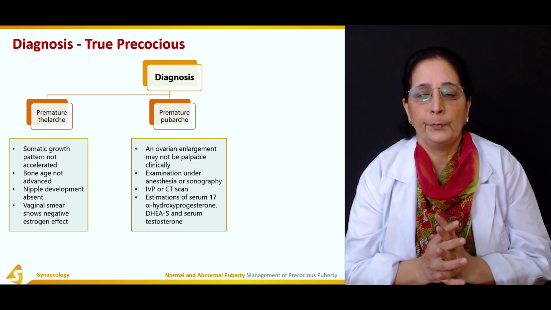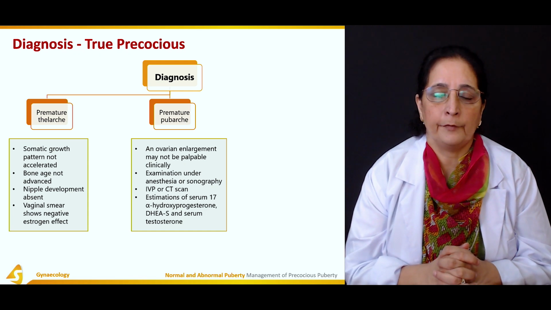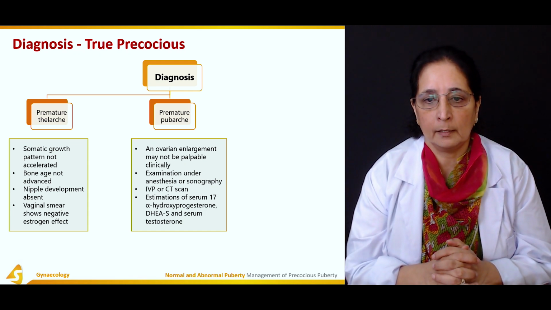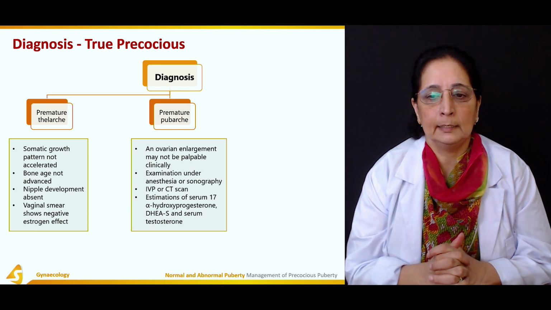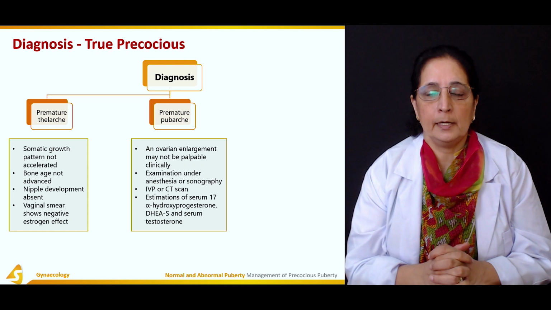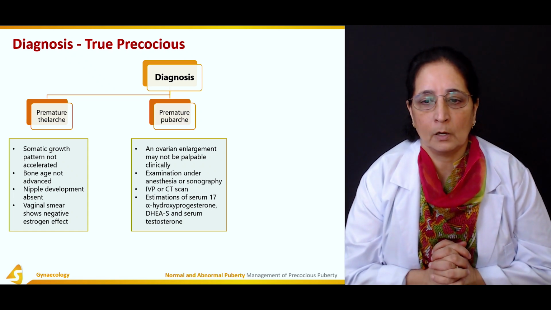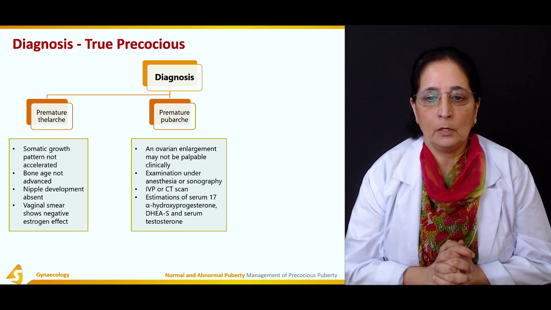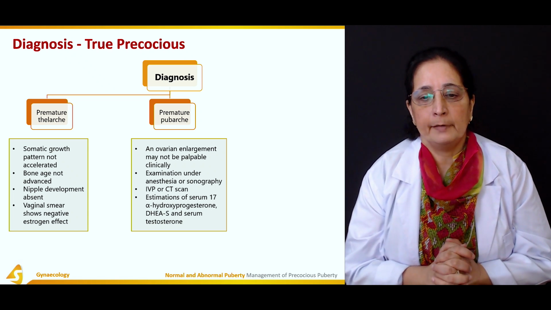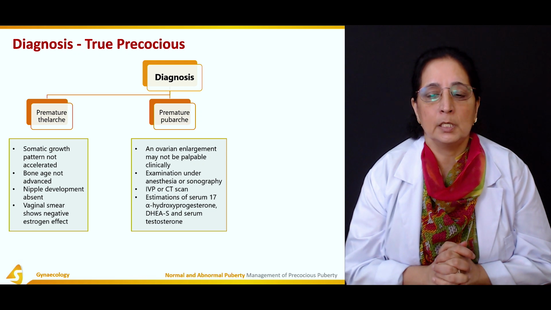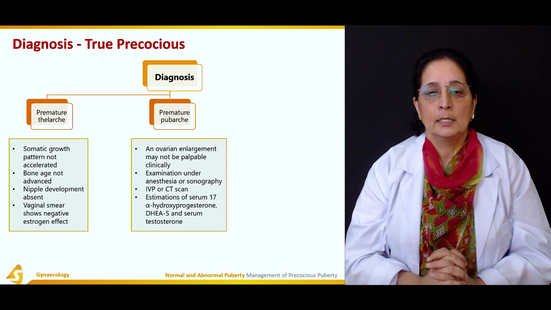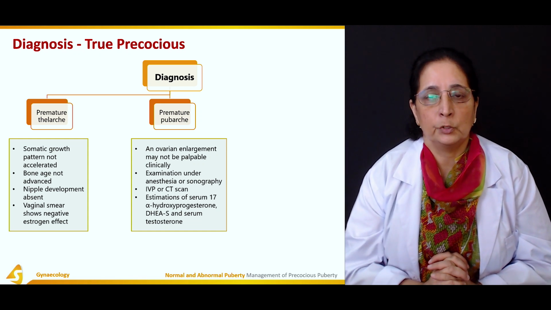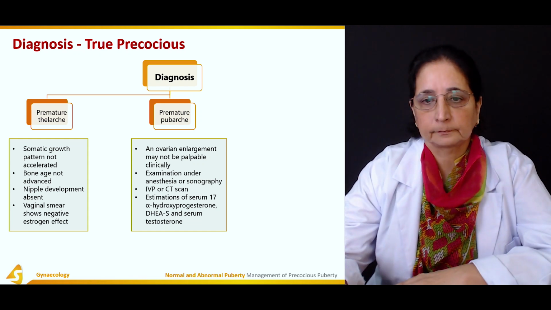Then premature pubarche, when there is growth of axillary and pubic hair, and ovarian enlargement may not be palpable clinically. Examination under anesthesia or sonography, IVP or CT scan, examination of serum 17-alpha hydroxyprogesterone, DHEAS, and serum testosterone levels should be performed.